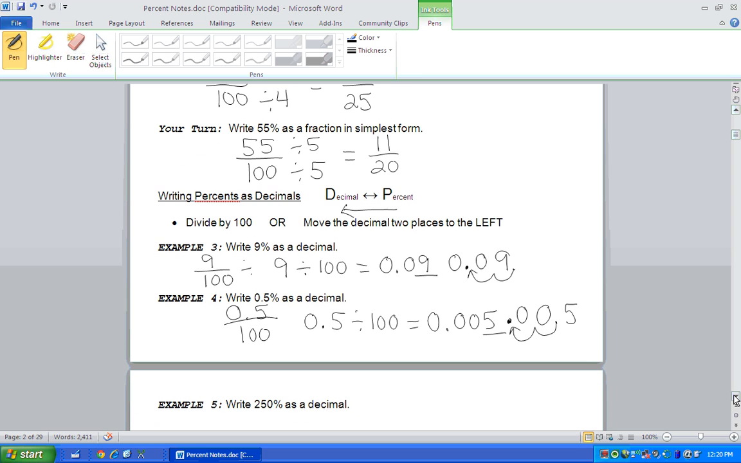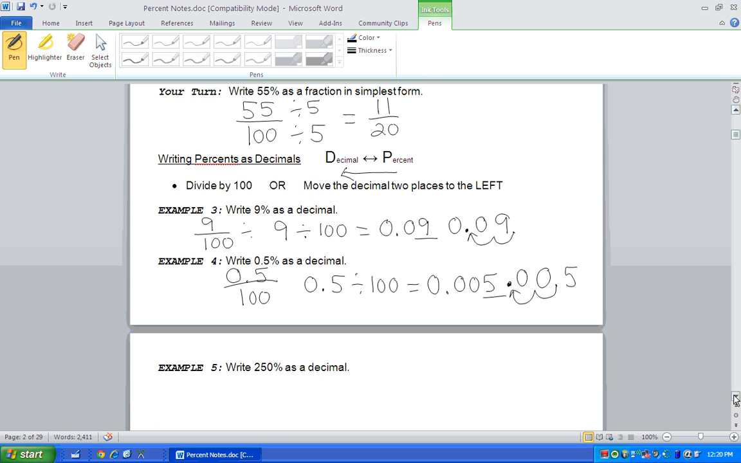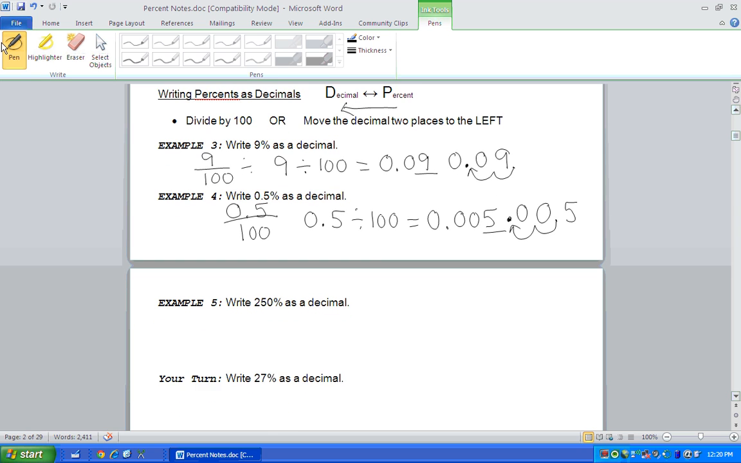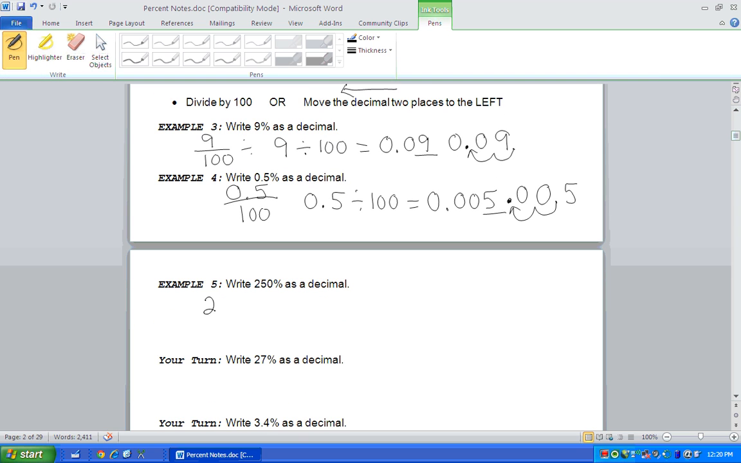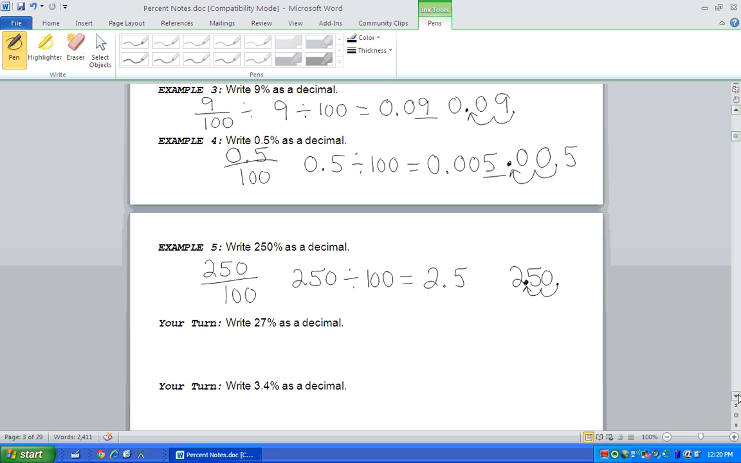And then we have a percent that is over 100%. This would be like extra credit. So 250% would be 250 out of 100. If you type that into your calculator, 250 divided by 100, you would get the decimal 2.5. Or with the trick, for 250%, the decimal would be right here. Move the decimal 2 place values to the left, 1, 2, and the decimal would now go right there between the 2 and the 5. Go ahead and pause the video and try the next two examples on your own.